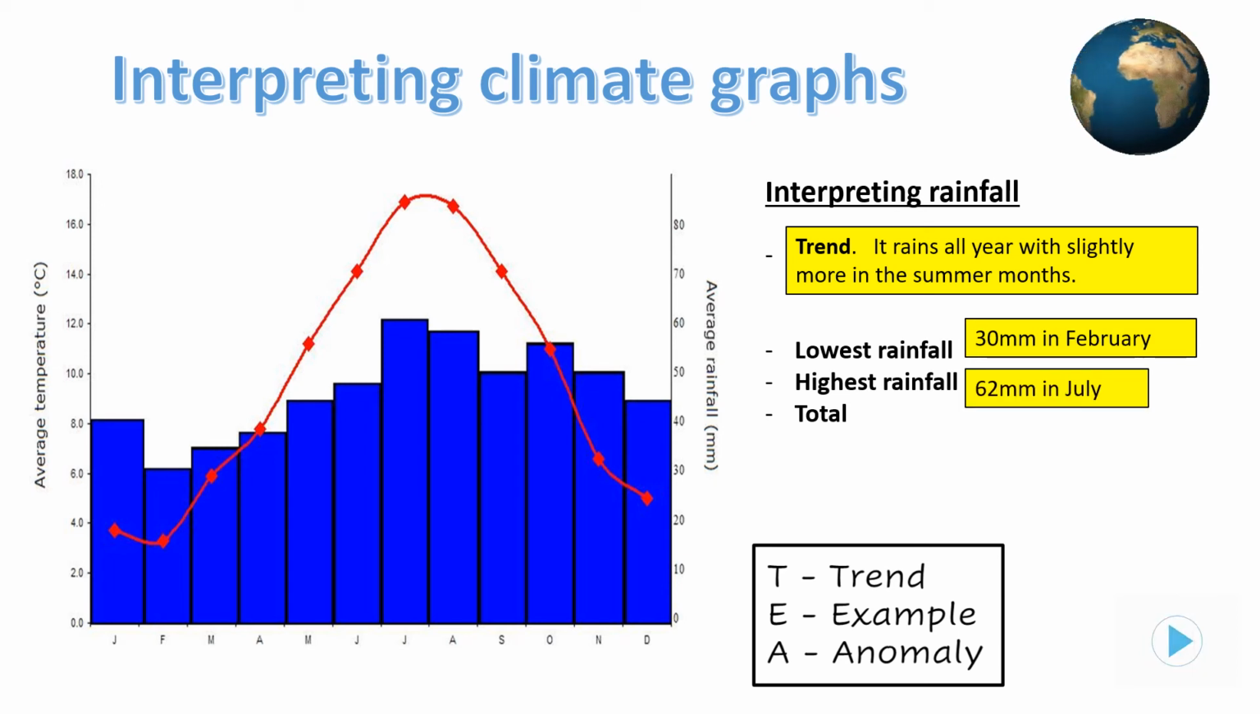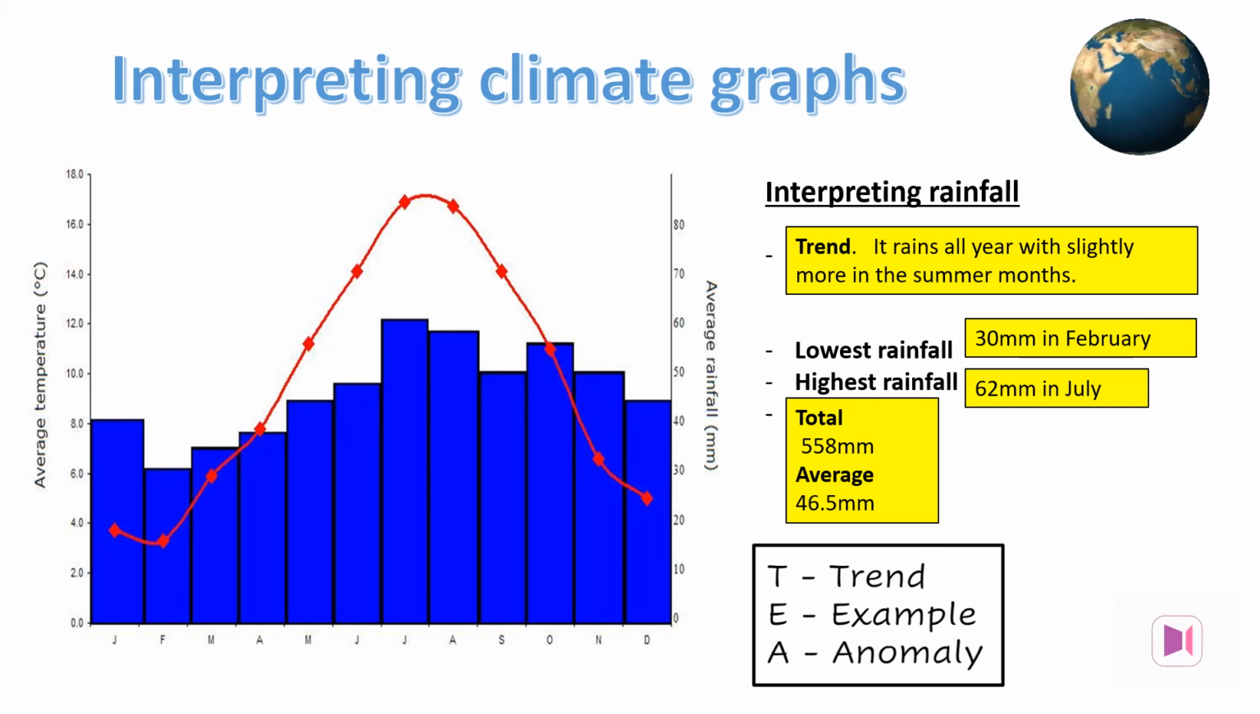As we see, the smallest blue bar, which shows the lowest rainfall, is 30 millimetres in February, whilst the wettest month is just twice that, with 62 millimetres in July. The total amount of rainfall for the year is calculated by adding up every month's results together. This comes to 558 millimetres for the year. The average is 46.5 millimetres. This is found by dividing the total rainfall by 12 because there are 12 months in a year.